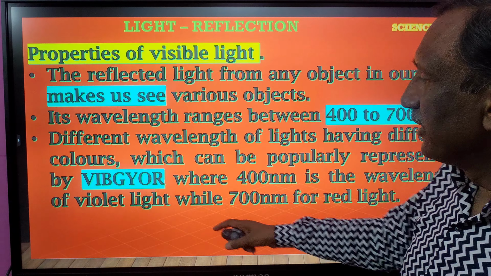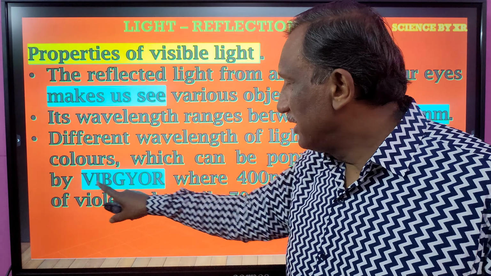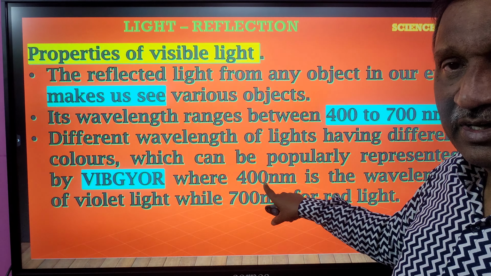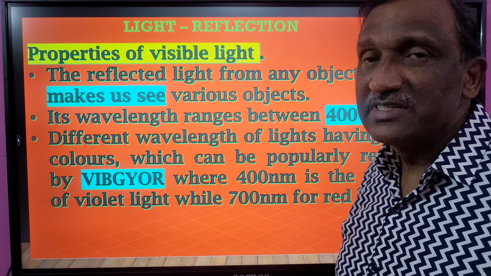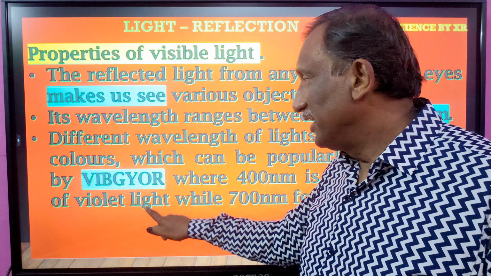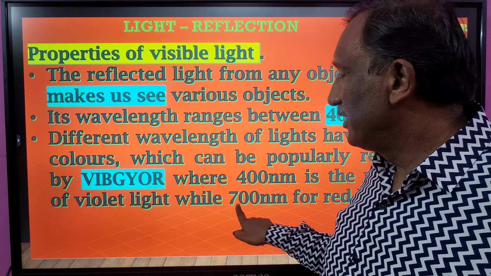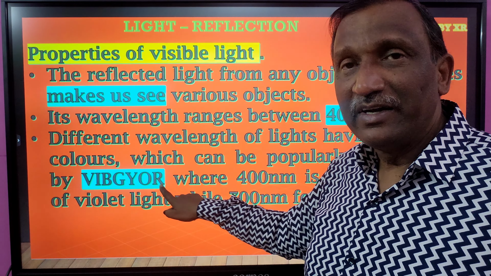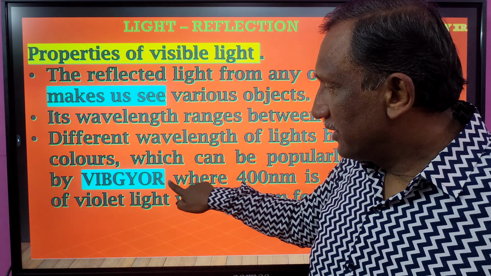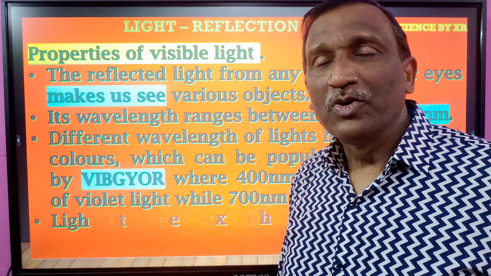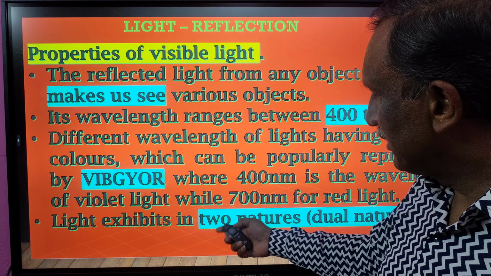Now the violet color has a wavelength towards 400 nanometer, and the red has a wavelength towards 700 nanometer. Any wavelength higher than 700 nanometer is called infrared. Infra means beyond red. Okay, so these are the colors.